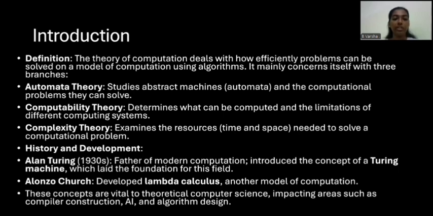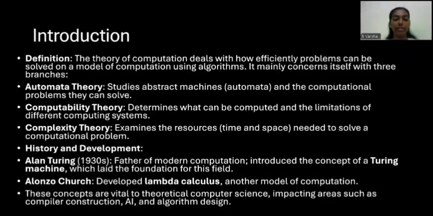Coming to the introduction, the theory of computation deals with how efficiently problems can be solved on a model of computation using algorithms. It mainly concerns itself with three branches, that is automata theory, computability theory, and complexity theory.